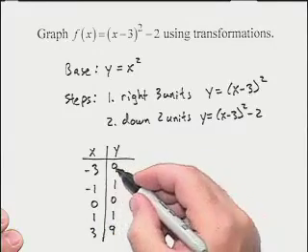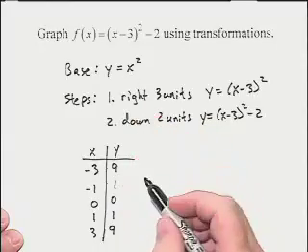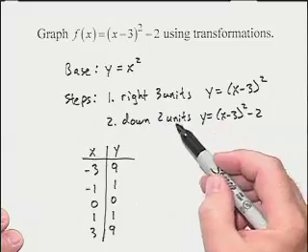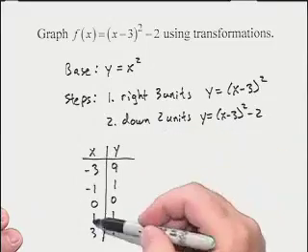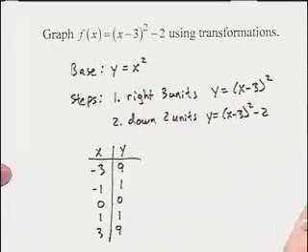Each of these x-y pairs gives us an ordered pair, which is a point on the graph of y equals x squared. Then we can apply our 2 steps. We shift each point right 3 units and down 2 units. Go ahead and start by graphing our base function, and then we'll apply the transformations to get the graph of our given function.